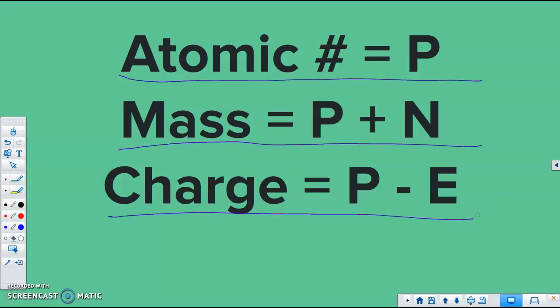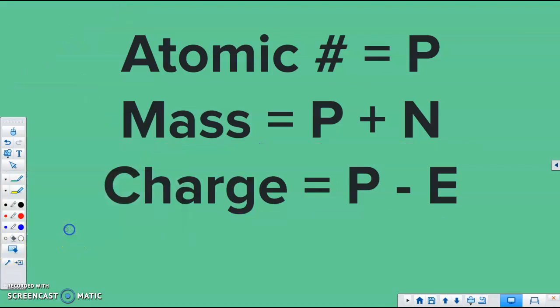Sometimes you're going to have to rearrange these equations to make them more relevant to the problem that you're solving. For instance, if we take the mass equation, sometimes we will be given the mass and we will know the number of protons, but we won't know how many neutrons. So we might rearrange it to say something like mass minus protons equals neutrons. Same with charge. We might have to rearrange that sometimes. Maybe we're given the charge and we're not sure how many electrons we have. We would have to rearrange that equation accordingly.